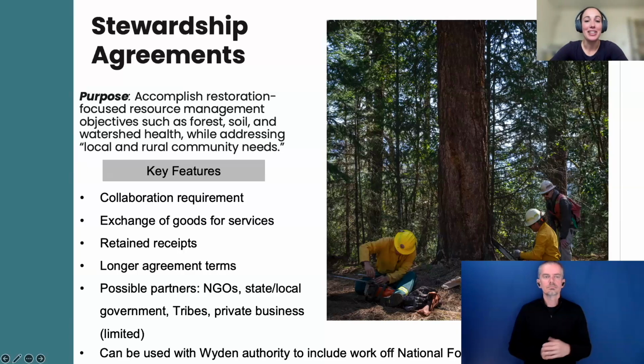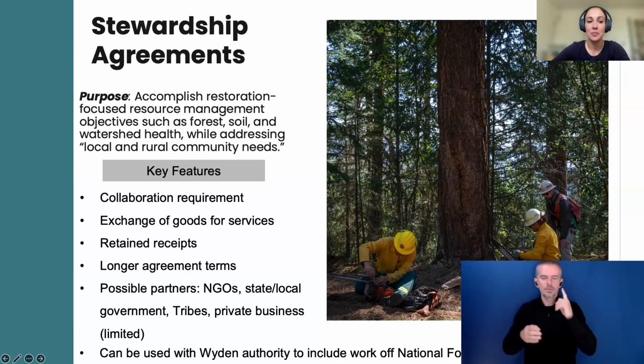The first we'll talk about is stewardship agreements. These are intended to accomplish specific restoration-focused objectives, including forest, soil, and watershed health, with a key emphasis on addressing local and rural community needs. There are a few key aspects of stewardship agreements that support this purpose. First, there is a collaboration requirement. So Forest Service policy requires that staff make an effort to involve a variety of local interests and engage key stakeholders in collaboration throughout the life of the stewardship projects.